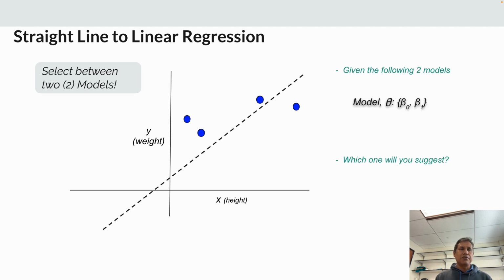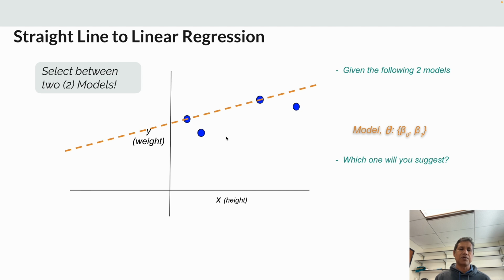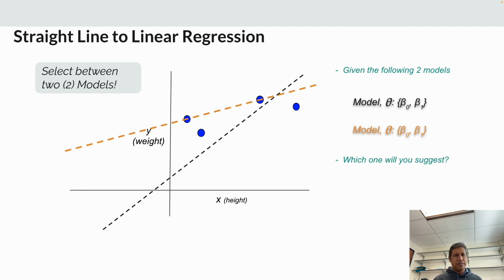For example, here we have a model that we represent as black theta, and then we have an orange model. It has its own intercept and slope. We need to quantify which model is actually better. That's the first thing that we need to learn.